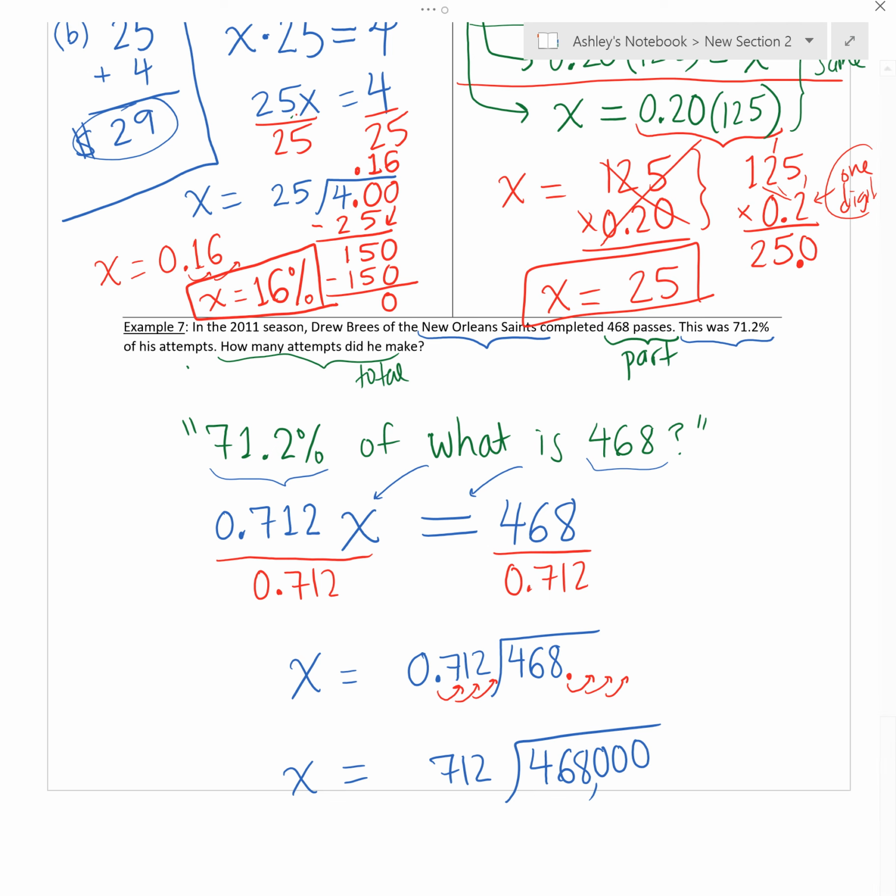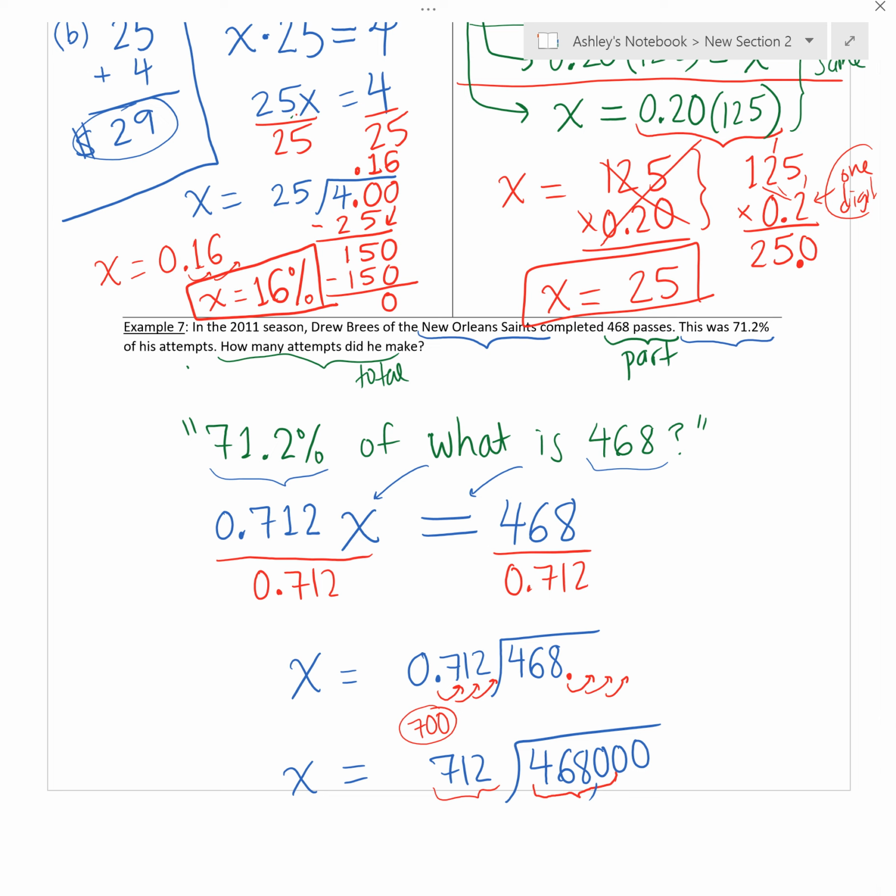I imagine I'm going to be doing a lot of guessing here, because I don't really know 712 times what makes something. Anyway, looking at this, the first number that 712 is actually smaller than is 4,680. 712 times what is 4,680, or close to it? I'm just going to start guessing. Imagine 712 is something simpler like 700. 700 times what is close to 4,000?